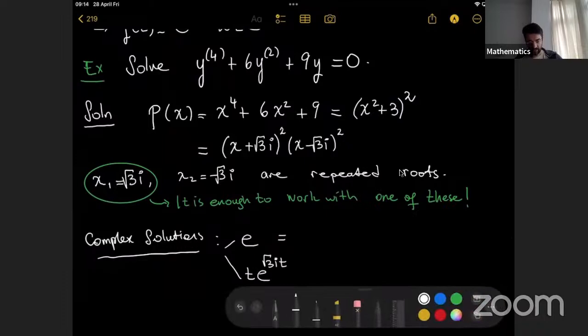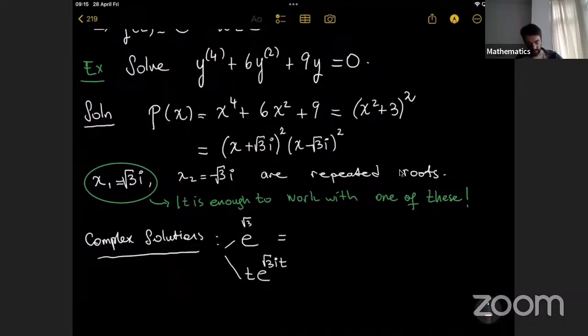Well, it's the same thing, but when we write like this, it's going to be easier to work with. Root 3t times i, okay? Continue like this. Similar for the other one. So this is going to be cosine root 3t plus i times sine root 3t, right? This is the definition of e to the i theta.